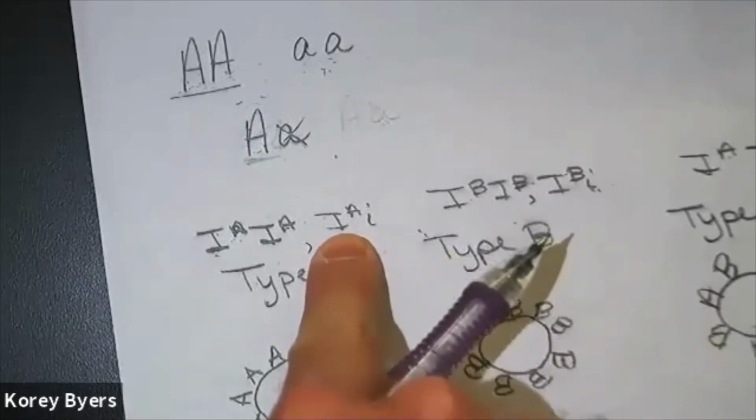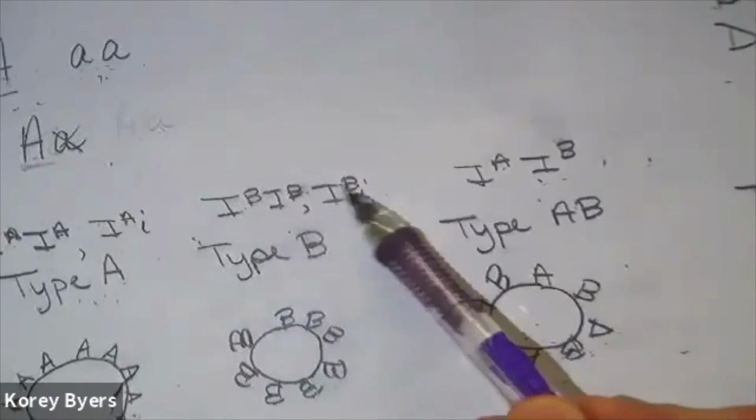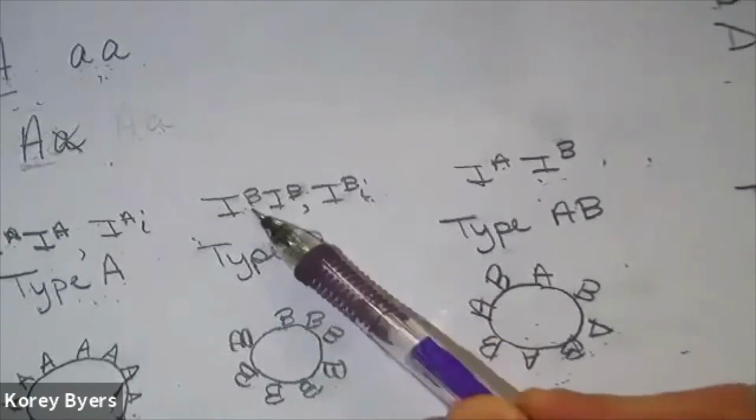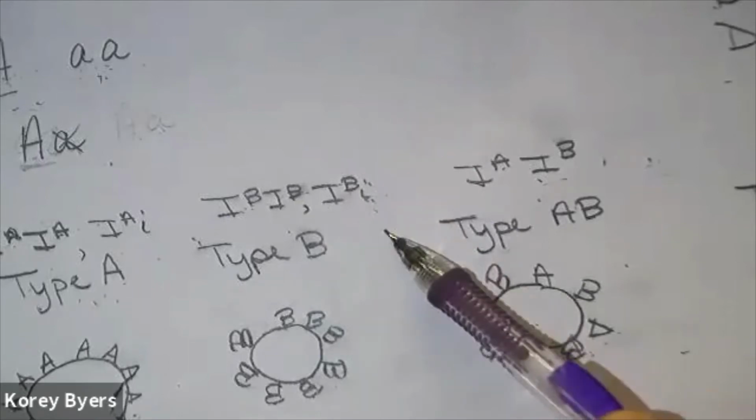Whoops, I didn't point to the right spot. There we go. If you are type B, you could be homozygous dominant, capital B, or heterozygous, capital B, lowercase i.